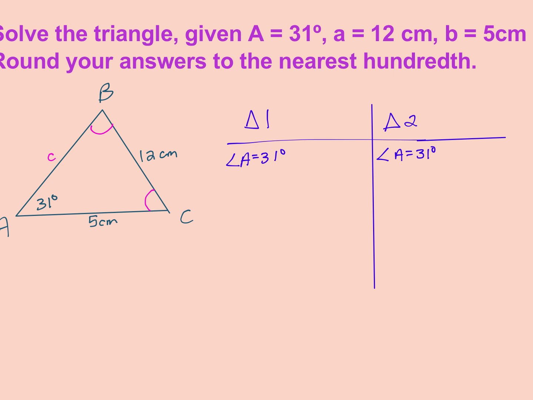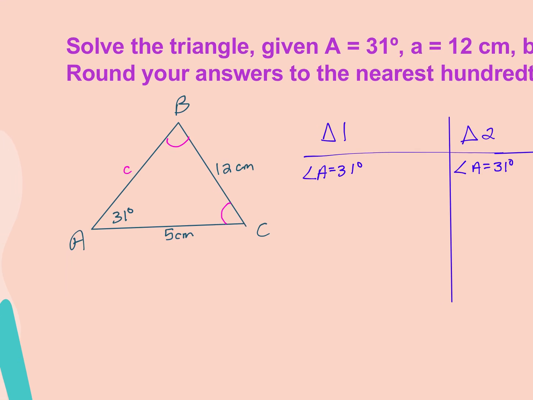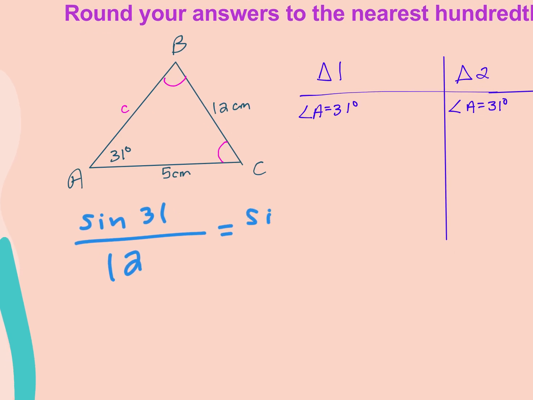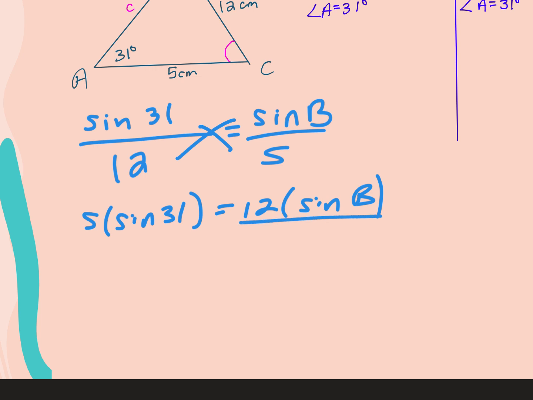All right, so I wrote down an angle A in triangle 1 is 31, so if there is a second triangle, angle A will be 31. So let's figure out the missing piece in triangle 1. I know that the sine of A is 31 and the side length is 12, so there's my proportion. So how do I set up the second piece? Sine B over what? Over 5. Cross multiply. So 5 times the sine of 31 equals 12 times the sine of B. Divide both sides by 12.